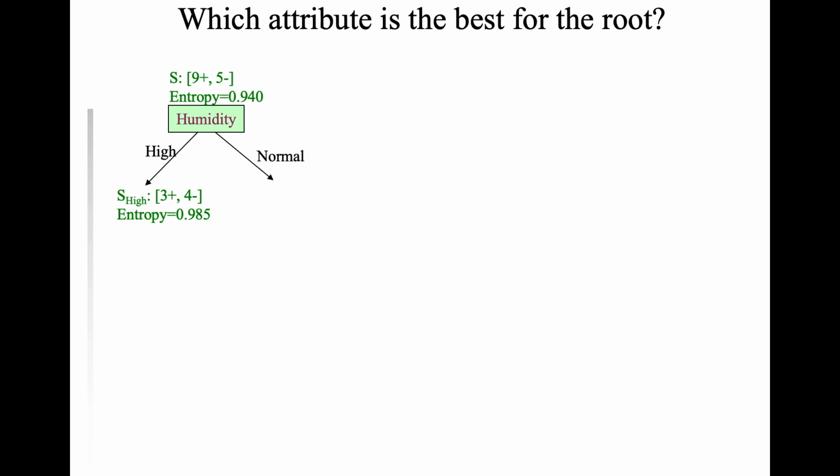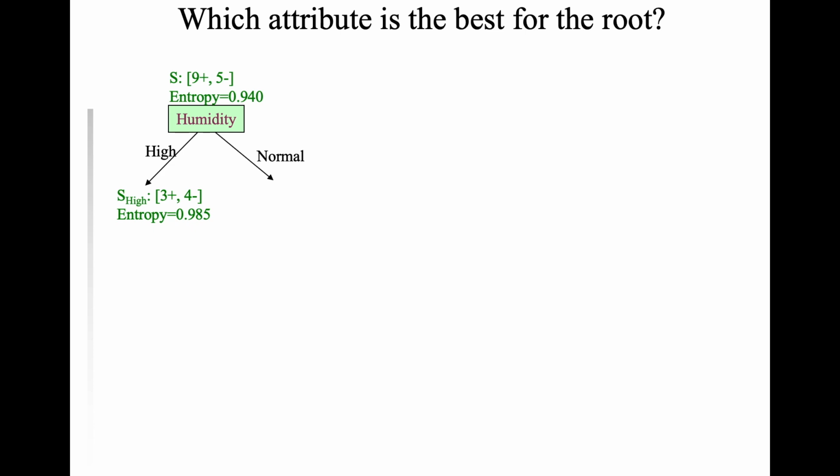You calculate the probability that an example belongs to a class. What is the class here? Class of, for example, humidity high. So we have 3 class label yes, 4 class label no, and then we have the entropy of S high. Here we had the entropy of S. Now this number is 0.985.